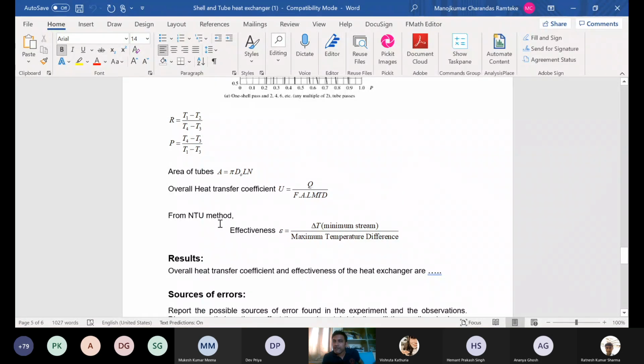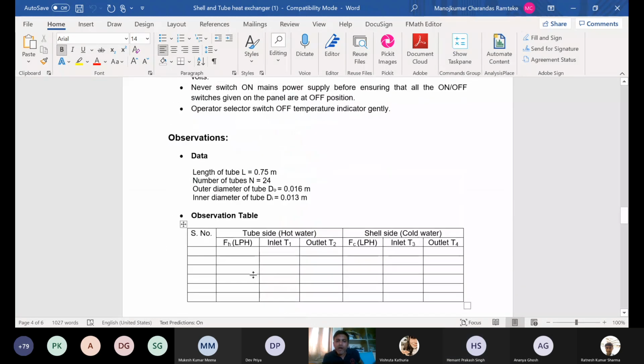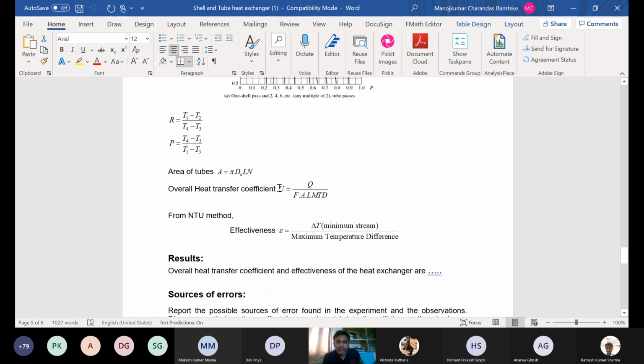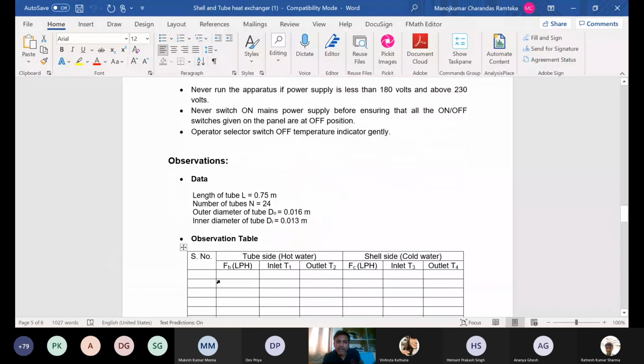Does it make sense? Hello? Yes, sir. See, remember here in this case, each data point will give you a Q, isn't it? This data point will give you a Q. This will also give you a Q, isn't it? Then you can take the average of both these Q, and based on that you can calculate the value of U. Similarly, for the next data point also you can calculate the U. Correct? And finally you will get the average value of U.